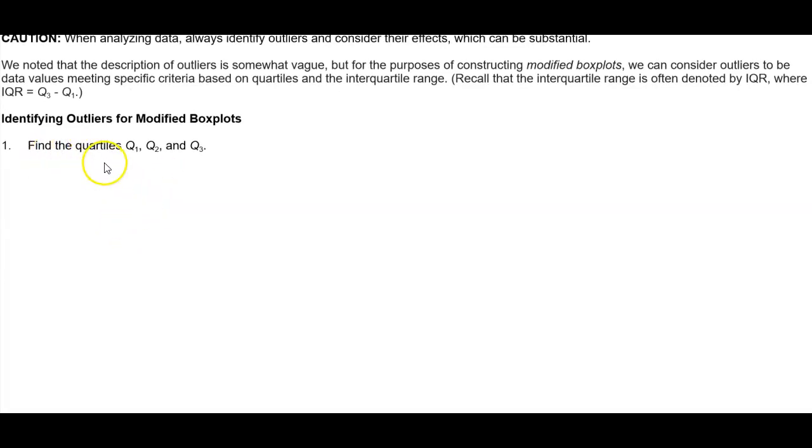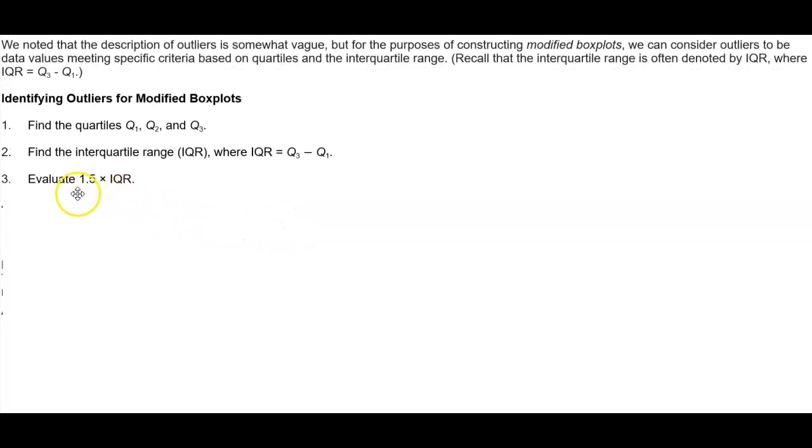Now, identifying outliers for modified box plots. First and foremost, you need to find the quartiles: quartile 1, quartile 2, and quartile 3. Number 2, you want to find the interquartile range, the IQR, where IQR is equal to quartile 3 minus quartile 1. And number 3, you're going to evaluate the following. You're going to take the number 1.5 and multiply it by the IQR, which is whatever you get for the value in step number 2.